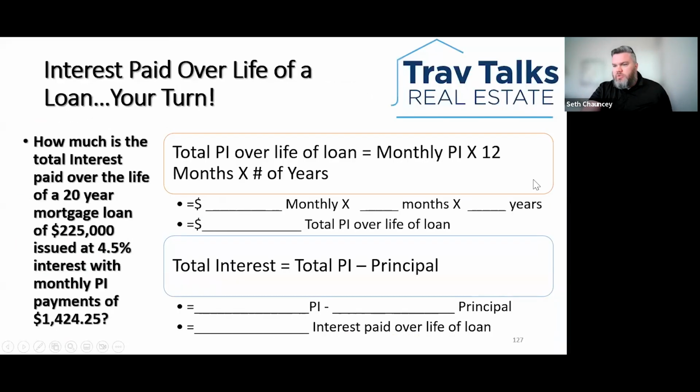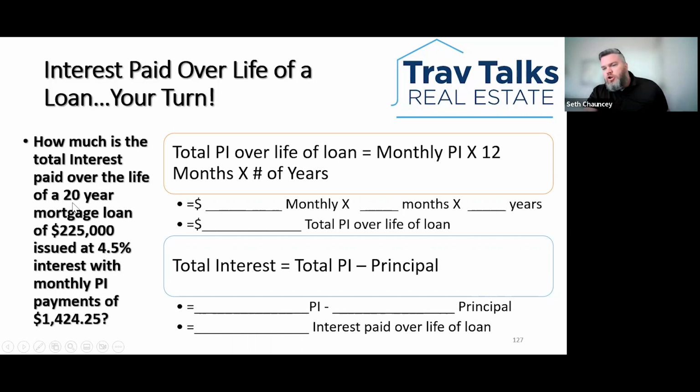If you were to go to a question like this: how much is the total interest paid over the life of a 20-year mortgage loan, $225,000 issued at 4.5% interest with monthly principal and interest payments, and so on. Because it's in the name of the question, everybody always wants to go to that interest rate. Don't you touch it, because if we've got your principal and interest payment, it's already in there.